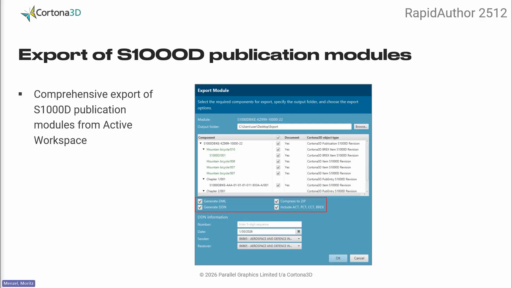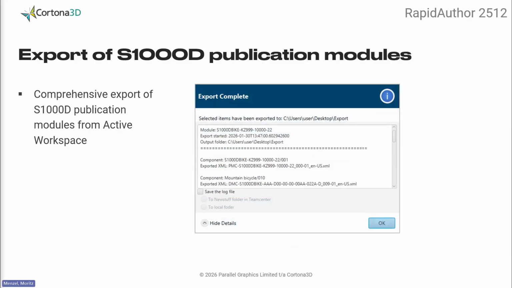And now you can configure your export of S1000D publication modules from Active Workspace. You can select the required components to export and choose the export options. Then you can define whether DDN (data dispatch note) and DML (data module lists) are created, whether exported files will be packed as a zip archive, and whether BREX, ACT, PCT, and CCT files are included or not. And we will show you a summary after a successful export.